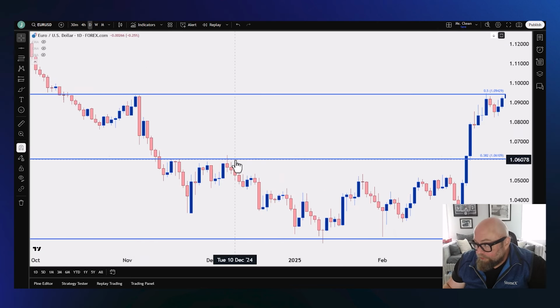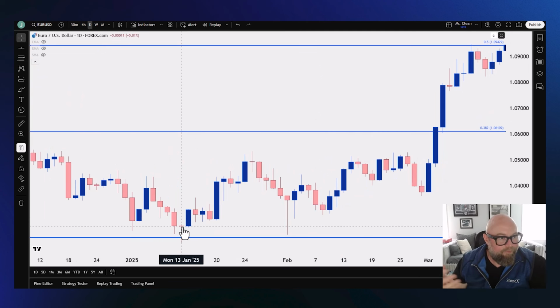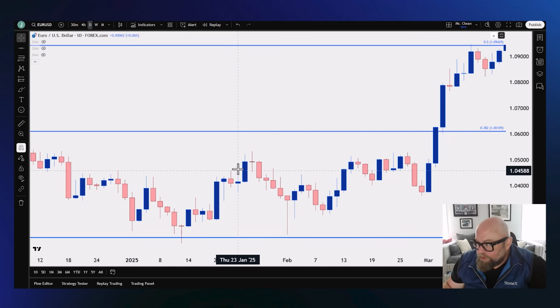Sellers, again, very much in control. They get down there Monday, January 13th. They tested below it briefly, and then price snaps back. That's a dragonfly doji. Not quite a hammer, but it has a similar underside wick showing that strong bullish reaction intra-period. Leads into a slingshot of a move up to 105.